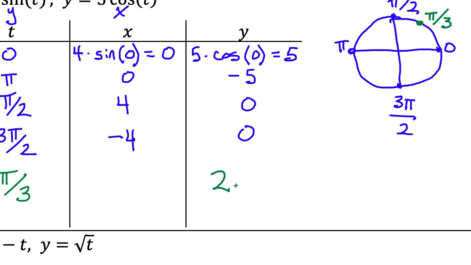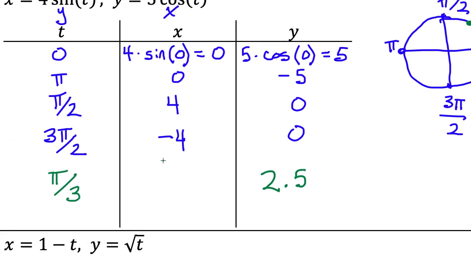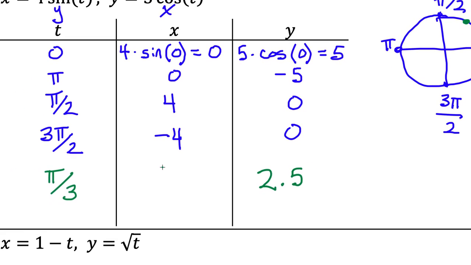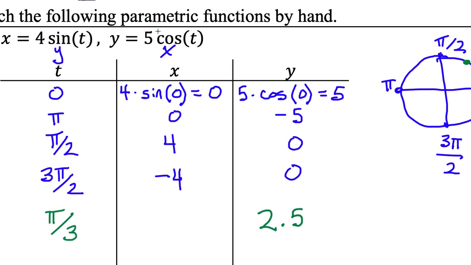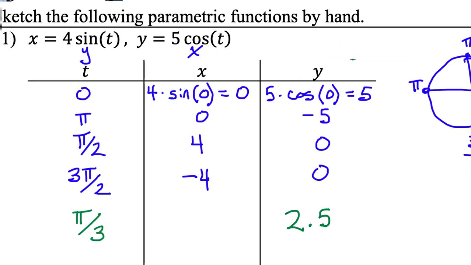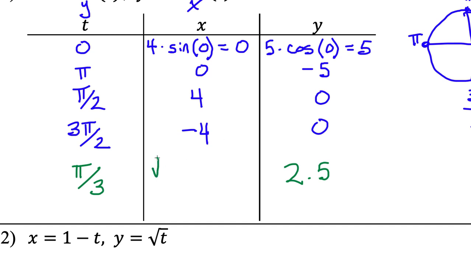2.5. And the x-coordinate would be, sorry, yeah, so the x-coordinate is using sine. I keep getting those backwards. And then sine is the y-coordinate. The y-coordinate of pi over 3 is the square root of 3 over 2. So this is going to be the square root of 3 over 2.